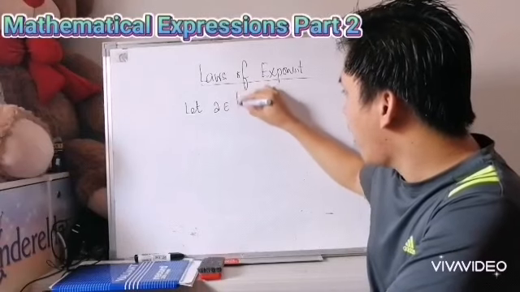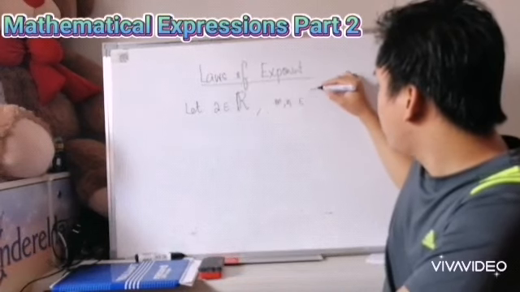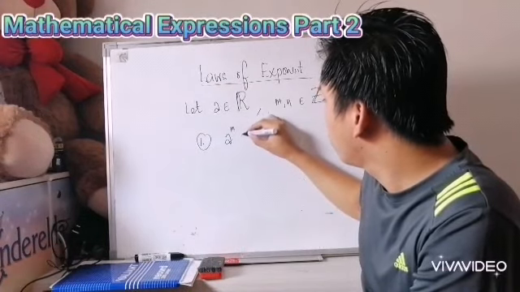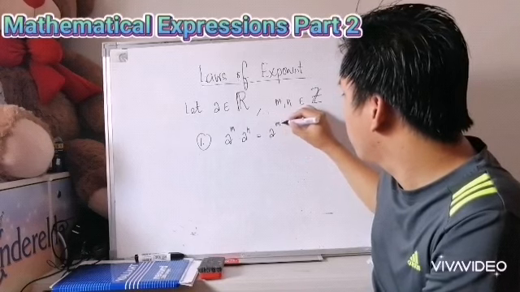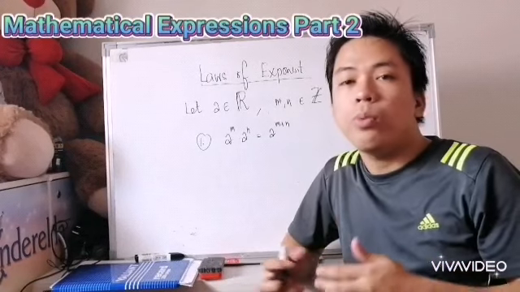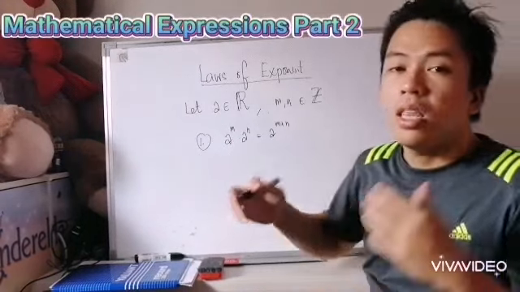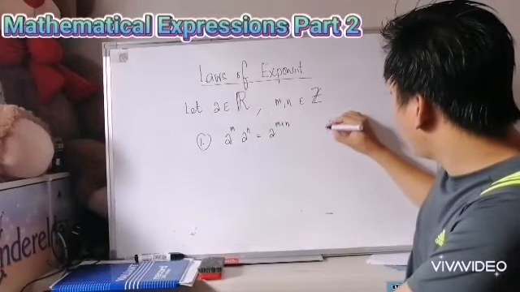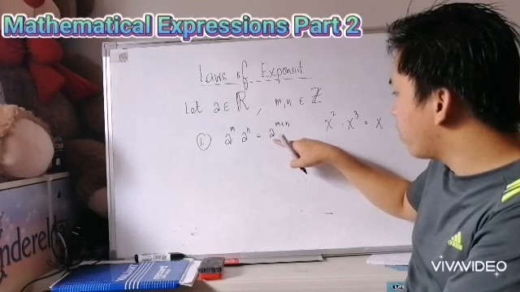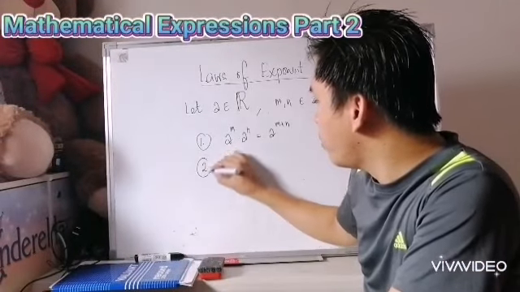Provided that we have a as an element of the real numbers, and m and n are integers, then number one, we have this. This is somewhat a review of the previous video we had, that when we multiply terms in the polynomial, such terms have the same base, so they have the same a, then we only have to add their corresponding exponents. For example, you have x squared times x cubed, so you just simply copy the x, like what we did with this rule. We simply copy the a and we add the exponents. That's it.